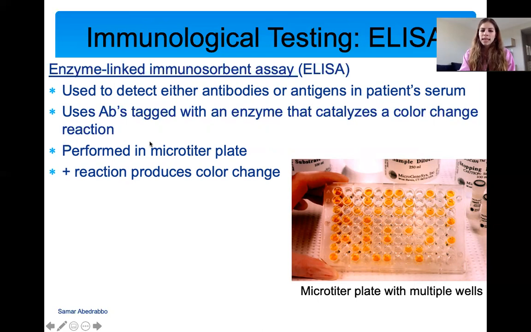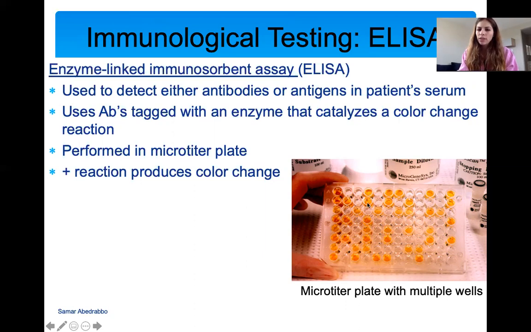So you use antibodies tagged with an enzyme that will catalyze a color change. So with ELISA, when your antibody binds the antigen, you get a color change. If you look at this, it's called a microtiter plate, and it has different wells.